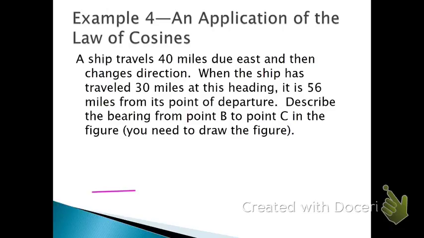And then he changes direction. So he's going to go this direction. All right. So it says that he went 40 miles due east. Changes direction. When he's traveled 30 miles at this heading, it is 56 miles from his point of departure. So that means from where he started to where he ended is 56. So we're going to call where he changed point B, and where he ended then is point C.